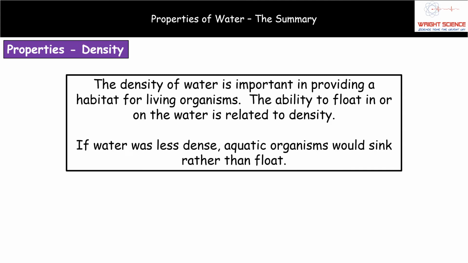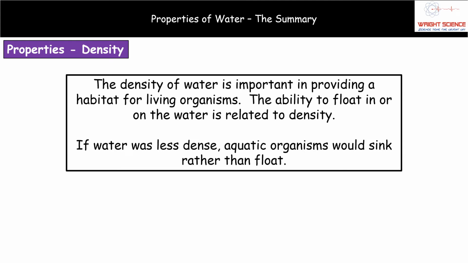Property number 2 is the density of water. Now, density is important because the actual density of water in relation to other organisms gives them their ability to float. So what we find here is that because water has its very specific density, then a number of organisms are able to float within it.